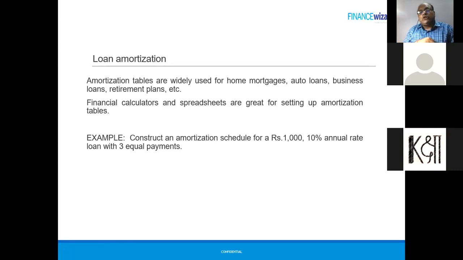So let's take an example. Construct an amortization schedule for a 1000 rupees loan at a 10% annual rate with 3 equal payments. 1000 rupees का loan है, 10% annual rate है, and 3 payments. So first, what will we have to do? We'll have to calculate the EMI, or rather EYI in this case, the equated yearly installment. और उसके बाद क्या होगा? After that, we'll have to convert it into an amortization schedule.